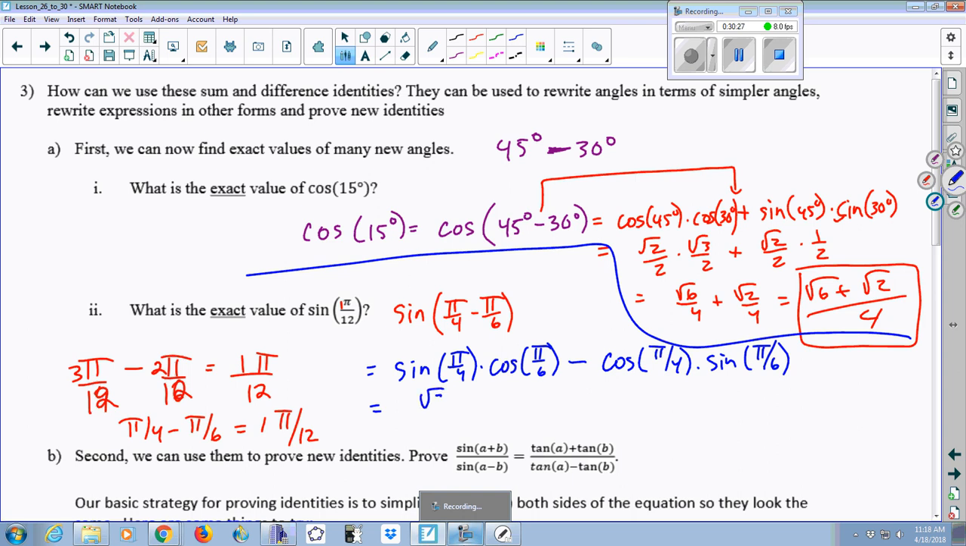Okay, so what do we have here? Square root of 2 over 2, cosine of pi over 6, square root of 3 over 2, minus square root of 2 over 2, minus a half, yeah? Everybody agree? Yes, no? Don't ask me. I don't know.